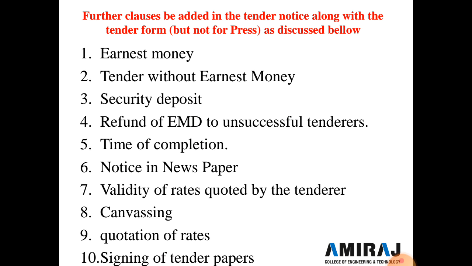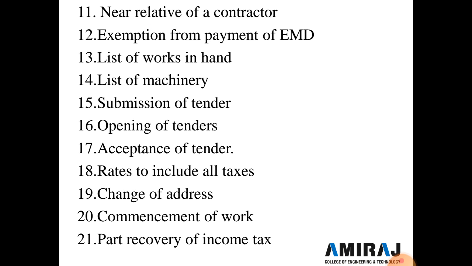Now the 11th clause is a near relative of a contractor. The contractor shall not be permitted to tender for a work in the circle of a superintending engineer in which his near relative is posted as a divisional accountant or an officer in any capacity between the grade of chief engineer to assistant engineer, and he shall also intimate the names of persons who are working with him in any capacity, and who are relatives of any gazetted officer in the department.